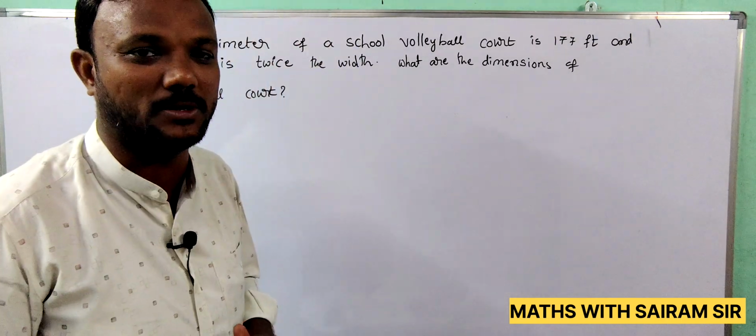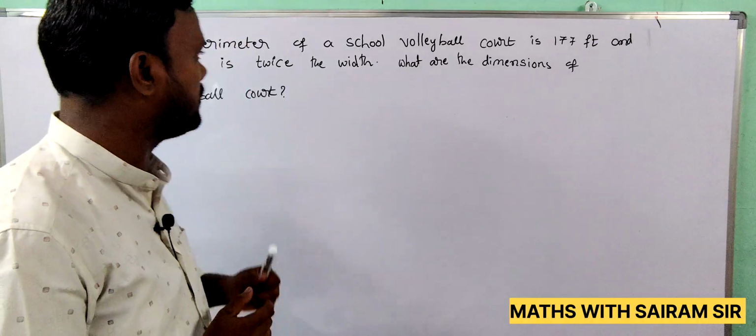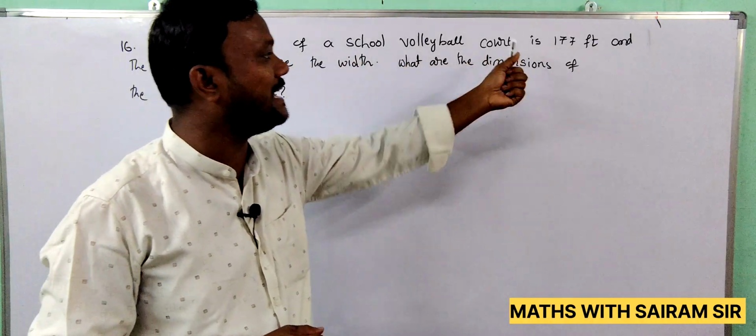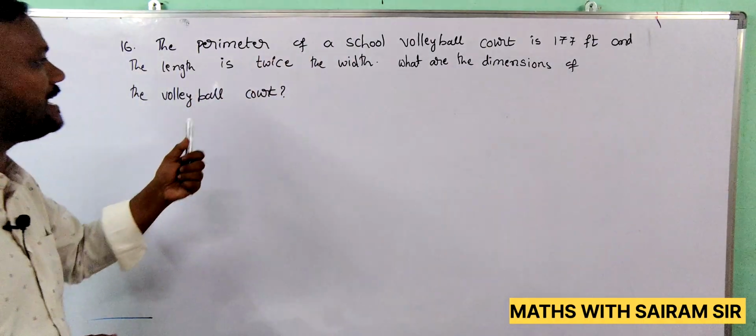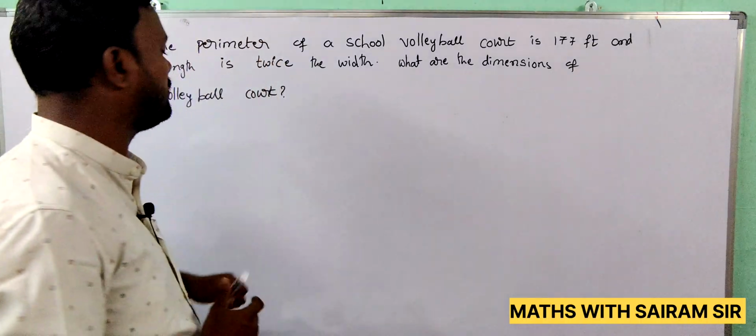Now we are going to discuss the 16th problem from exercise 2.2 of class 8. Let us observe the question. The perimeter of the school volleyball court is 177 feet and the length is twice the width. What are the dimensions of this volleyball court?